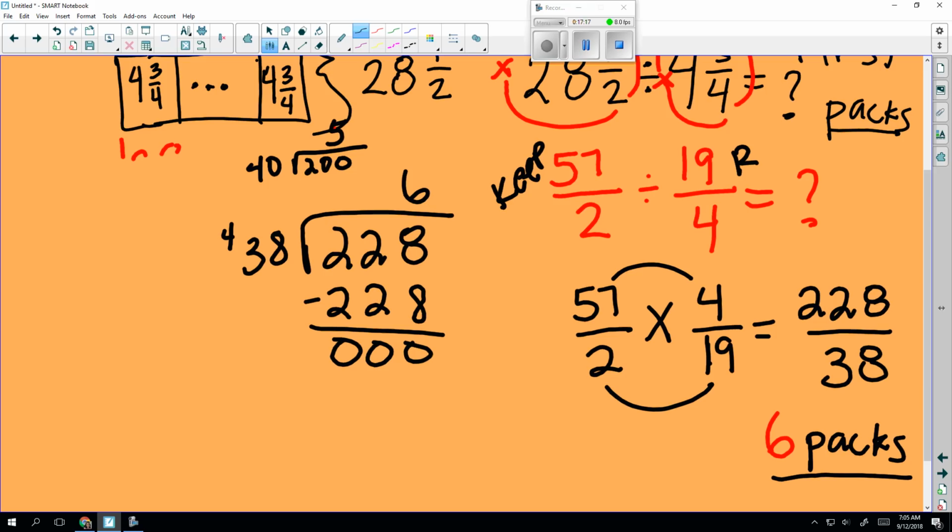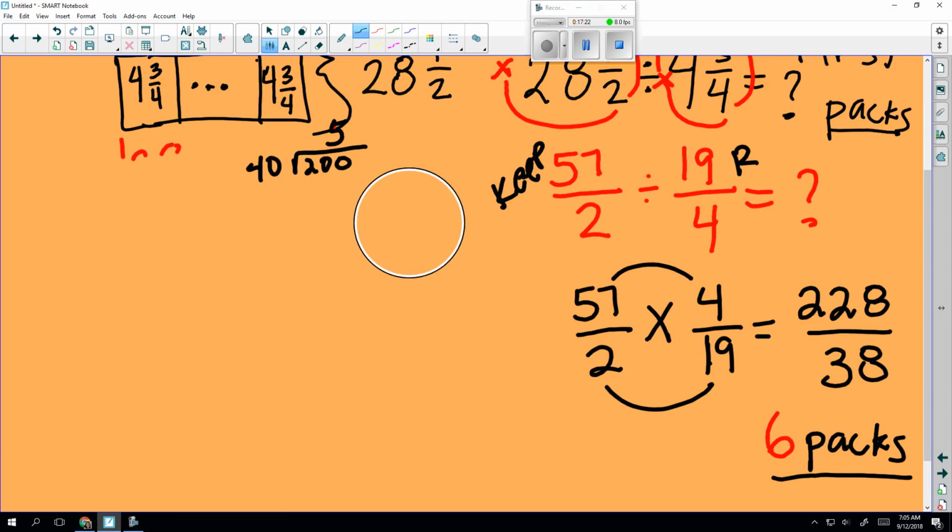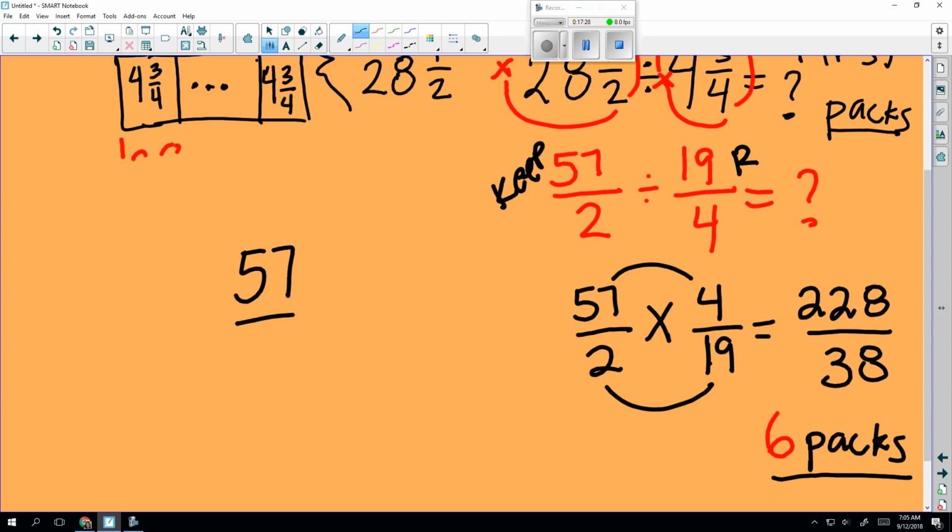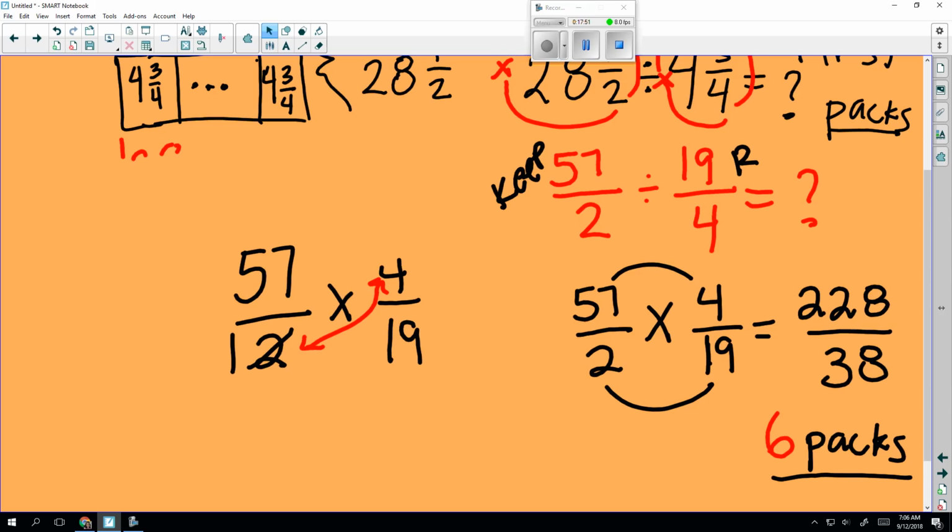Now, I'm going to show you something. So if you feel good, that's great. I'm going to erase this, and I'm going to show you what I would do to help with my math to make the numbers less big. So if I'm here, I have 57 halves times 4 19ths. So all I did was just take this original problem. We can do something that's called cross-simplifying, okay? Where I can look diagonal like this, and I can see what these two numbers have in common. Well, I know 2 and 4 have 2 in common. So if I divide by 2, this becomes 1. And I can divide this by 2, and it becomes 2.